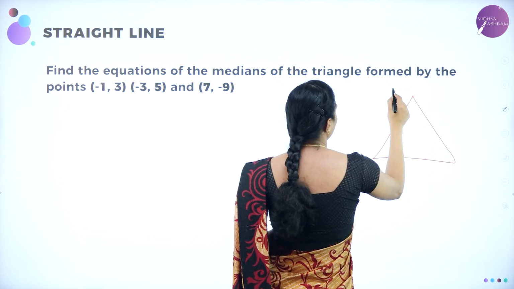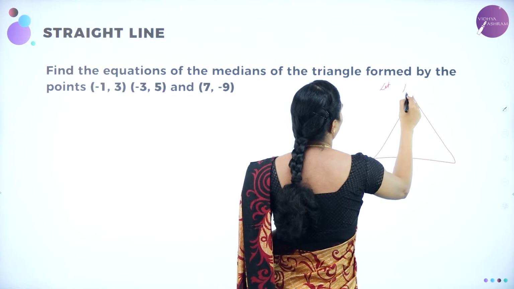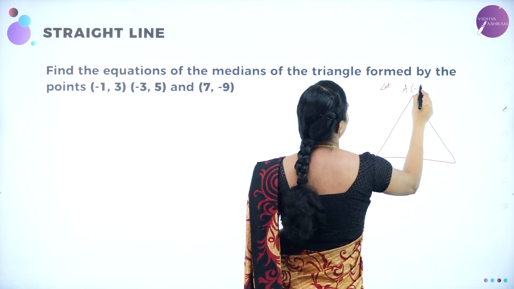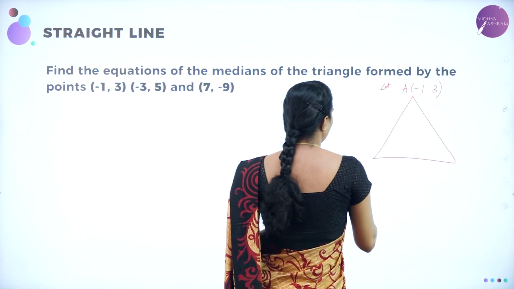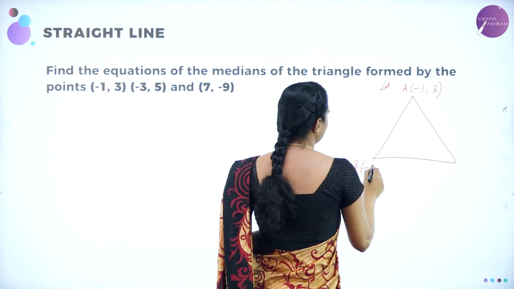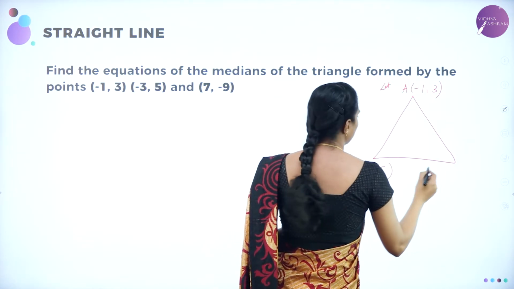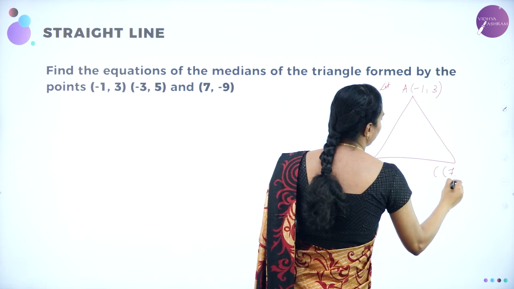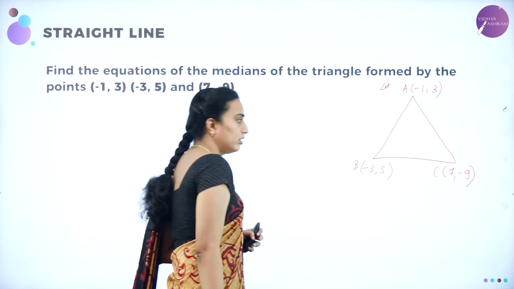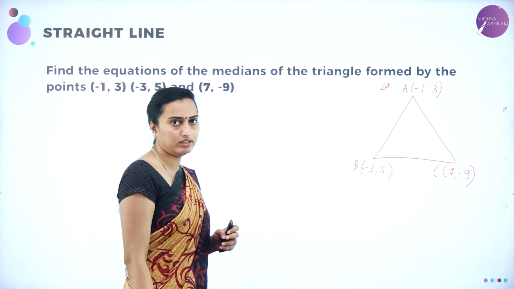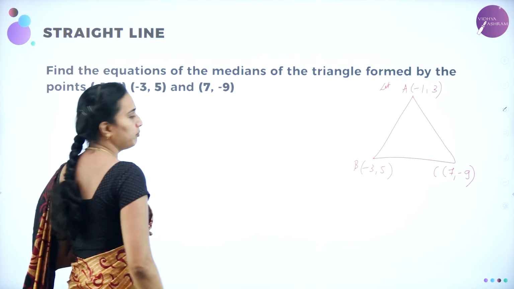Now, the points they have given: let A be (-1, 3), B be (-3, 5), and C be (7, -9), the points of the triangle. Let A, B, C be the given points.